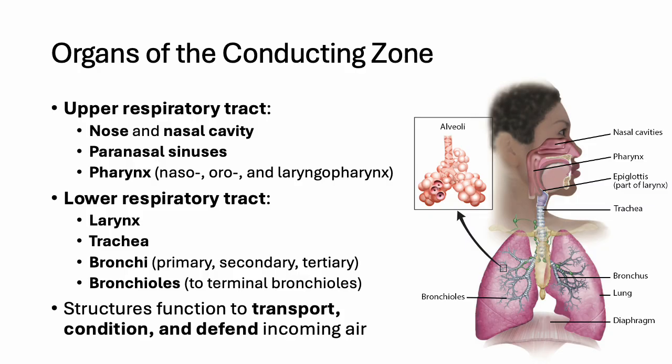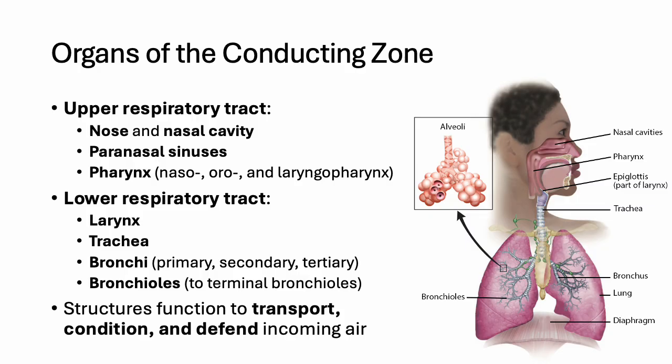The lower respiratory tract includes the larynx, also known as the voice box, which also regulates airflow, protects the airway from ingested materials, and enables vocalization. The trachea, which is a rigid cartilaginous tube that carries air from the pharynx into the thoracic cavity. The bronchi, where the trachea splits into the right and left pulmonary bronchi, which further branch into the secondary and tertiary bronchi.